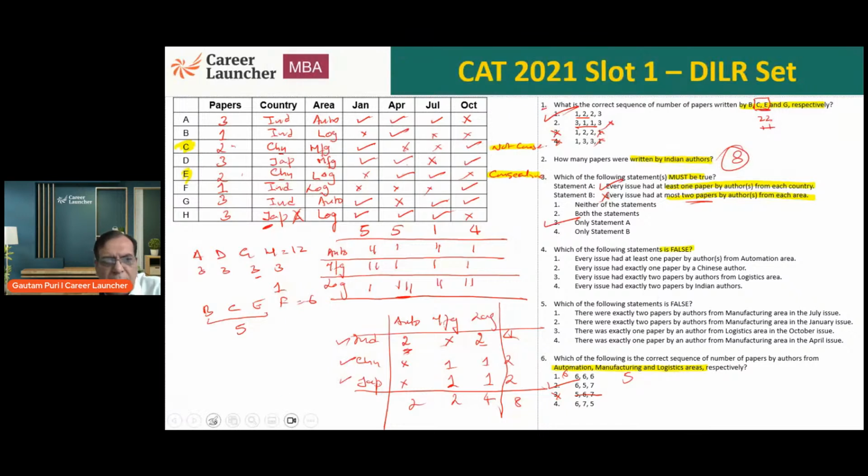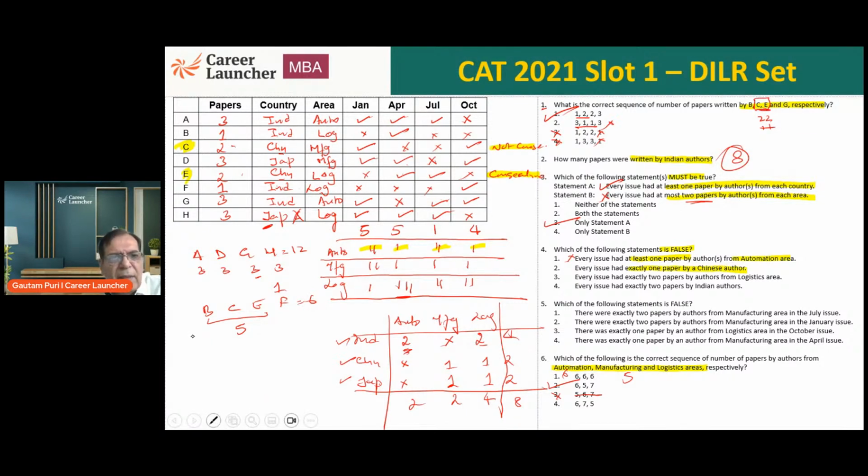Every issue has at least 1 paper by authors from automation area. Yes, absolutely right. Every issue has. Okay, so we are looking for false, so statement 1 is wrong. Cannot be the answer. Statement 2. Every issue had exactly 1 paper by a Chinese author.